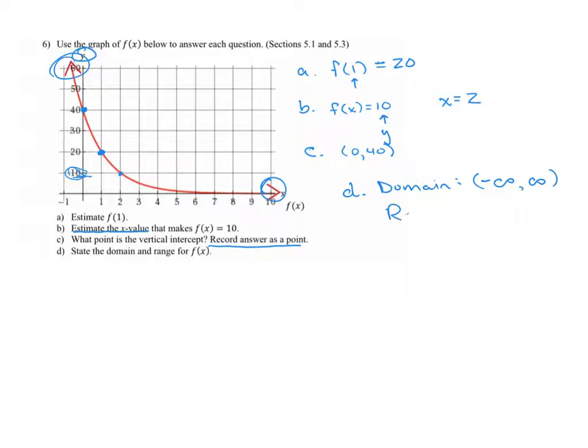For our range, if we go from bottom to top, this does not keep going down forever. It is getting closer and closer to 0, but does not touch 0. So my lowest number is 0 with a parenthesis. And how far up does my graph go? Because we have an arrow there, it goes up to positive infinity.